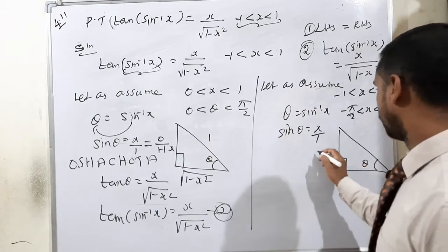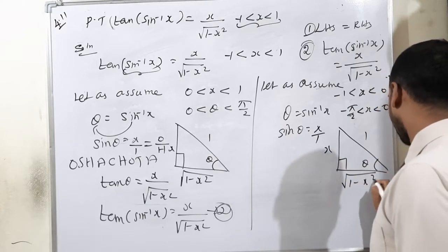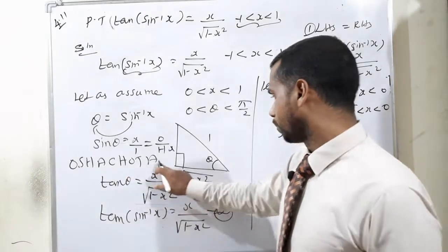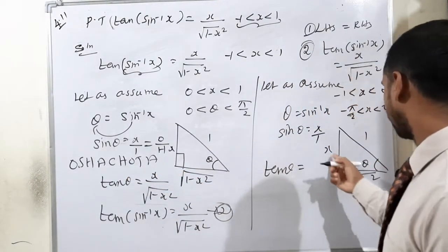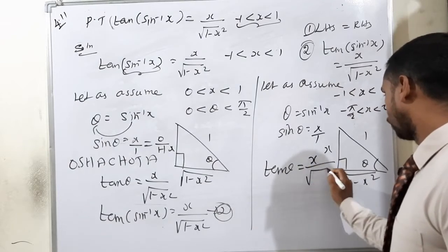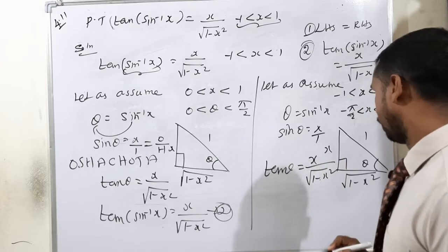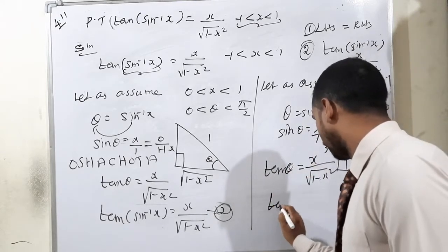Theta, opposite value x, hypotenuse value 1. Therefore, adjacent value is square root of 1 minus x square. We need tan theta. Tan theta means opposite divided by adjacent. So, tan theta is equal to opposite value x by adjacent value square root of 1 minus x square. Therefore, instead of theta we can take sine inverse of x.